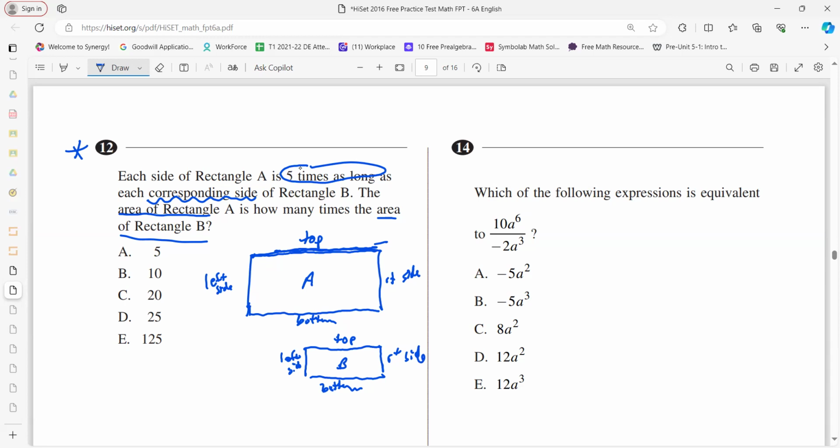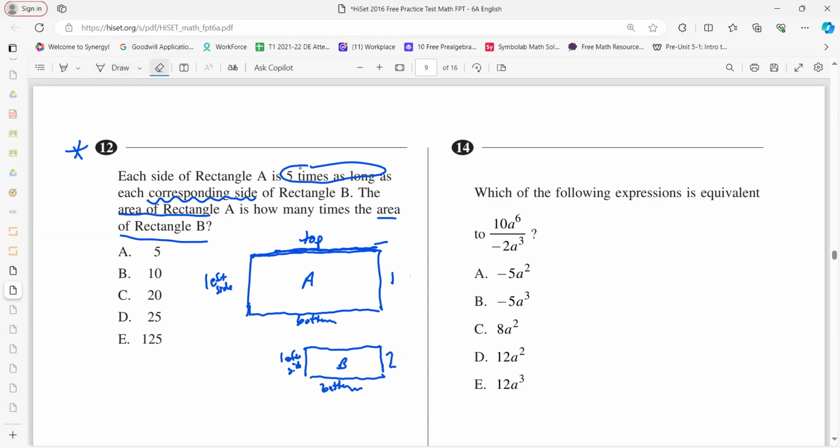So can somebody give me a number? Let's start with the smaller rectangle, and just give me a number between 1 and 10. Anybody shout? Say again. 2. Okay, let's make 2 the smaller side here.